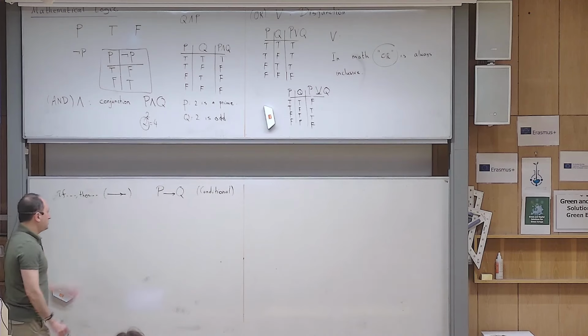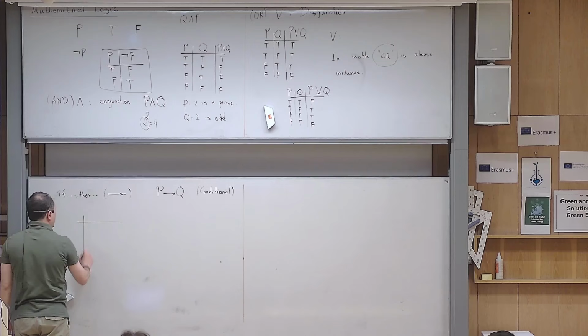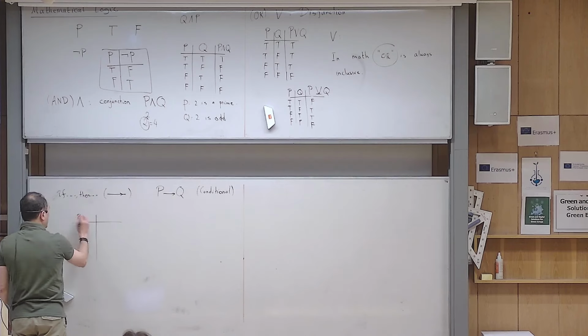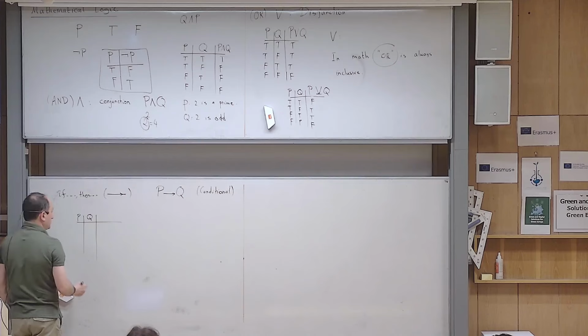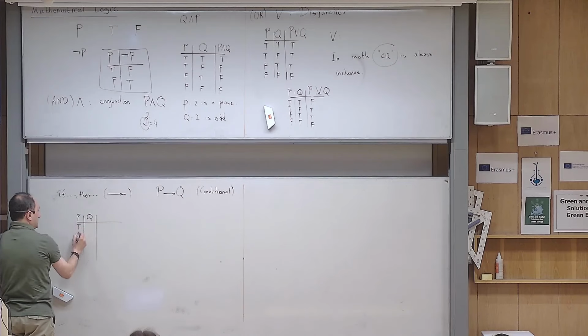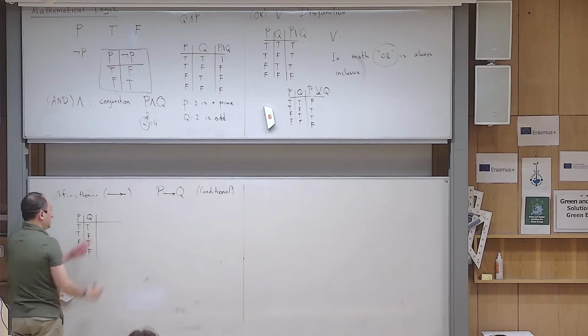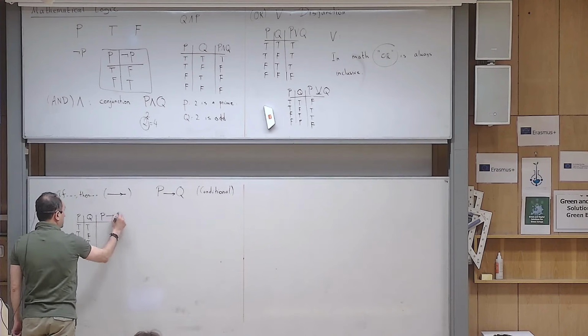This is a little bit more problematic, but you know that the first two columns should be identical, because we still have two propositions. So I would write TTFF, and TFTF, and then here I would write if P then Q.